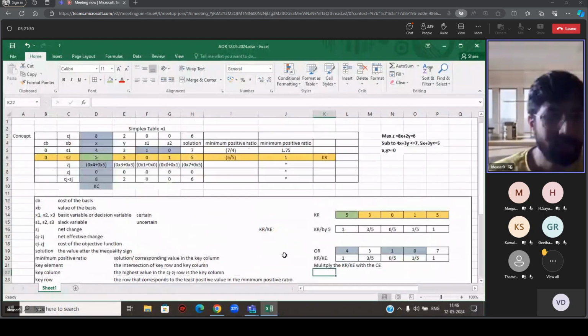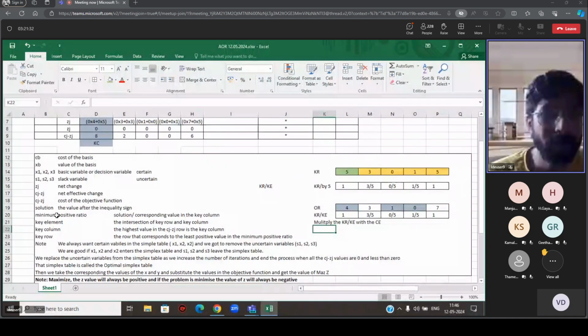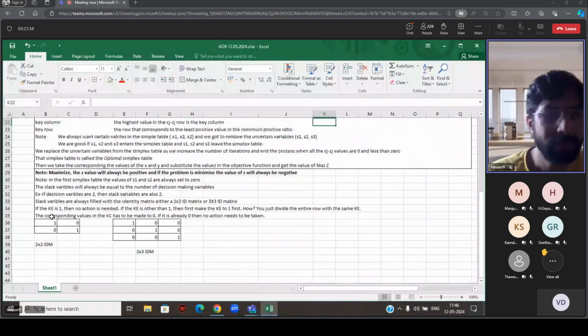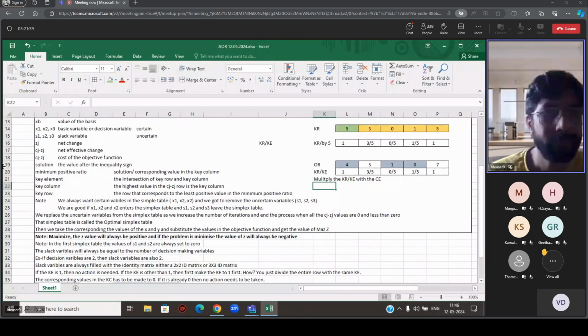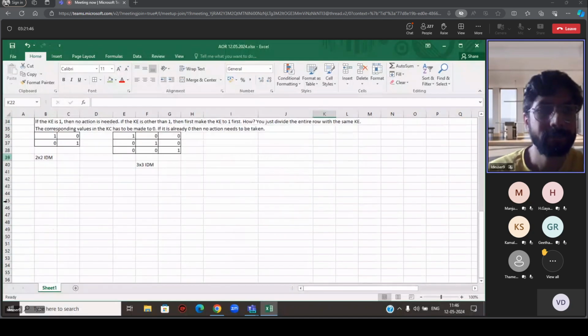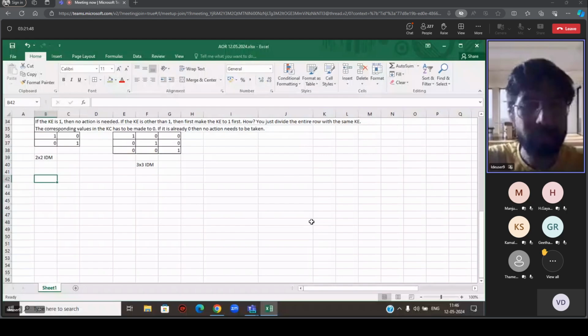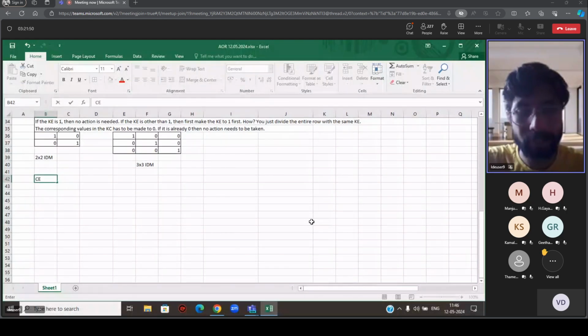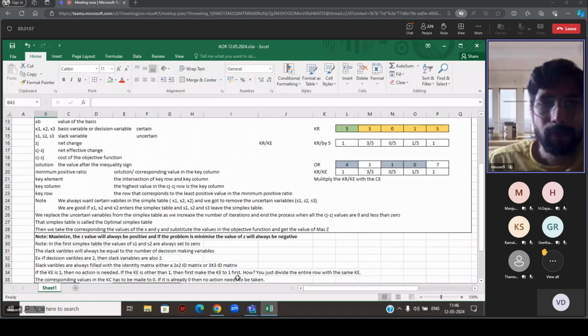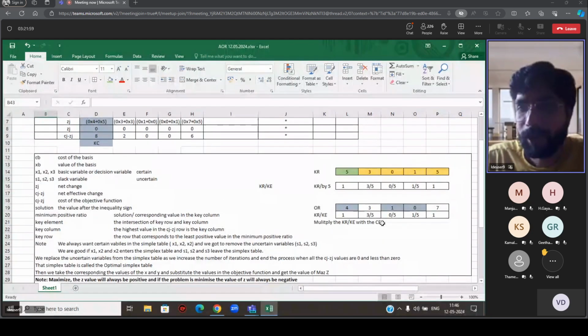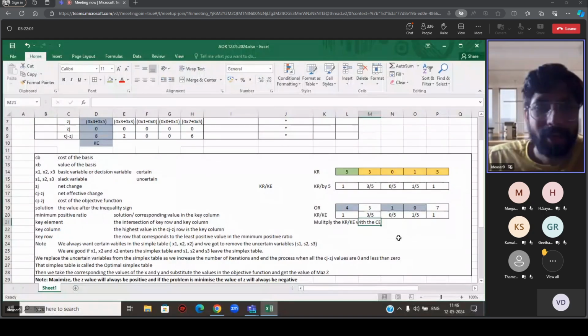Where did I put that? I had made a table. Okay, I'll put it here. I had written it somewhere. Okay. CE. What is CE? CE is nothing but corresponding element. CE is called corresponding element. What is corresponding element? I will put that also.